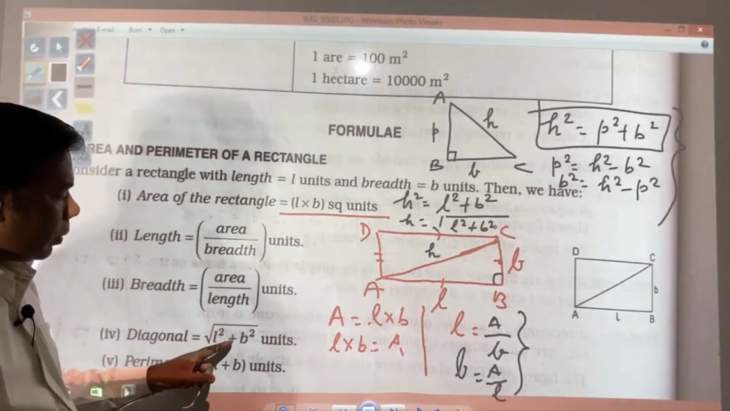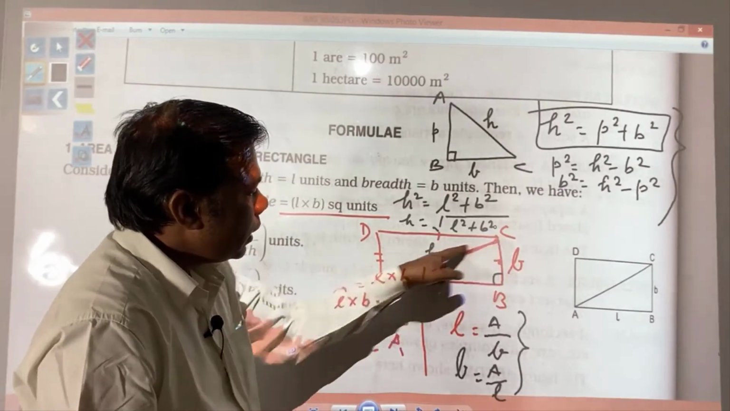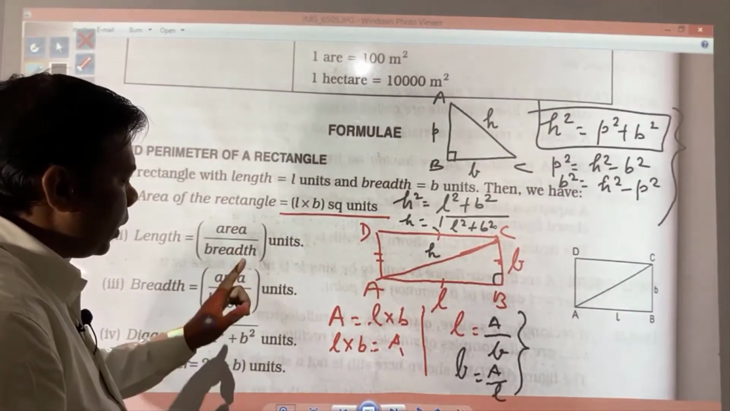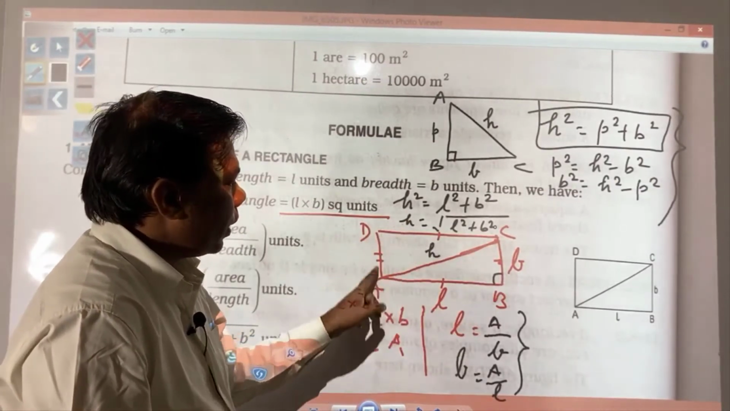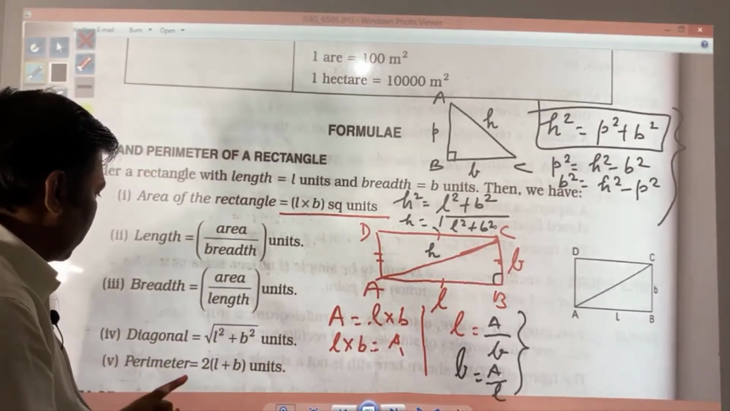Root under L square plus B square. And since one side is there only, the unit will be centimeter, meter, whatever the length has been given of this rectangle or breadth has been given, in whichever unit, that unit is required to be written.